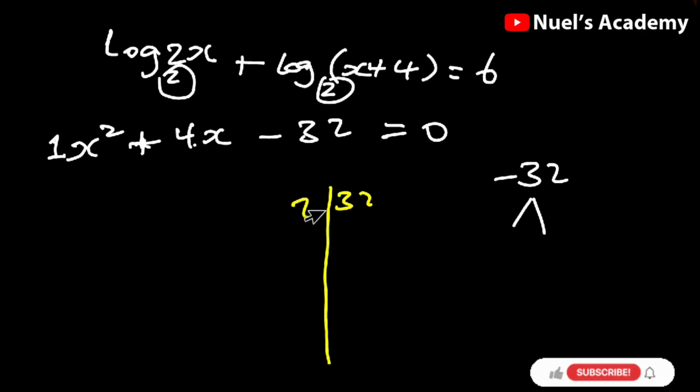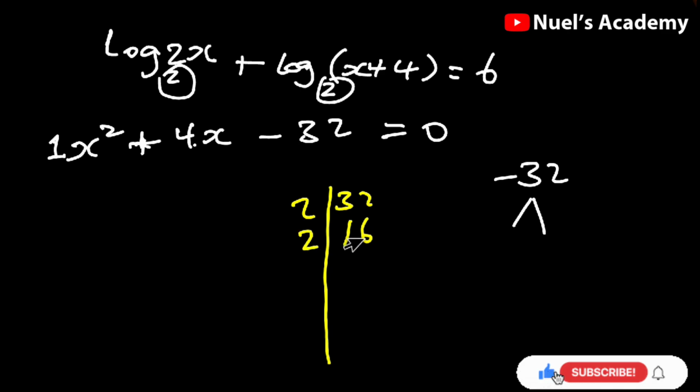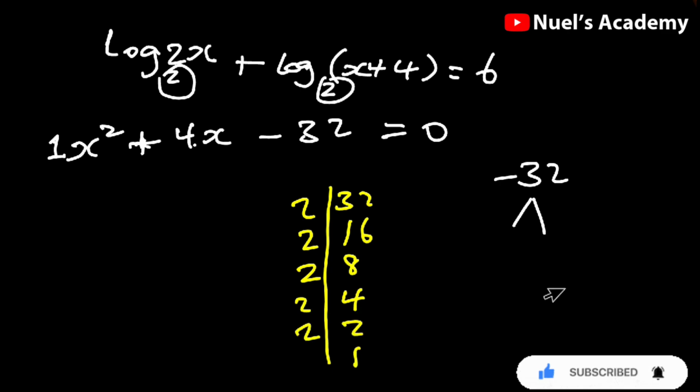So starting with 2, 32 divided by 2 is going to give us 16. 16 divided by 2 is 8. 8 divided by 2 is 4. 4 divided by 2 is 2. And then 2 into 2 is 1. If you take a look at this, we have 2 into 1, 2, 3, 4, 5 into 5 places.